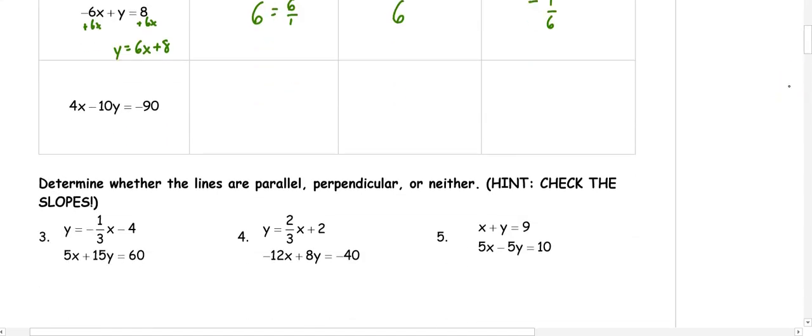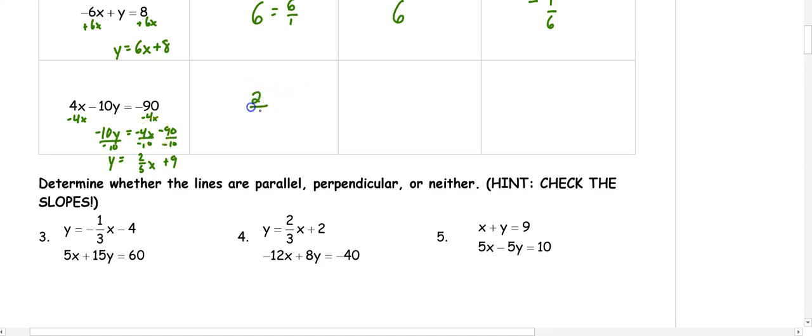In the last one, in order to find our slope, we need to solve for y by doing two things. First, we're going to subtract 4x from both sides. Negative 10y equals negative 4x minus 90. And then we're going to divide by negative 10 everywhere. So when I reduce that, I get 2/5 x plus 9.